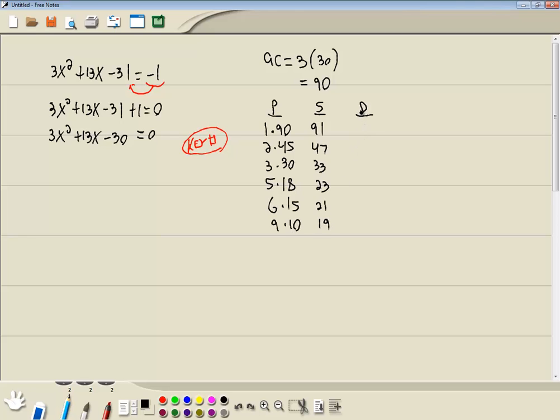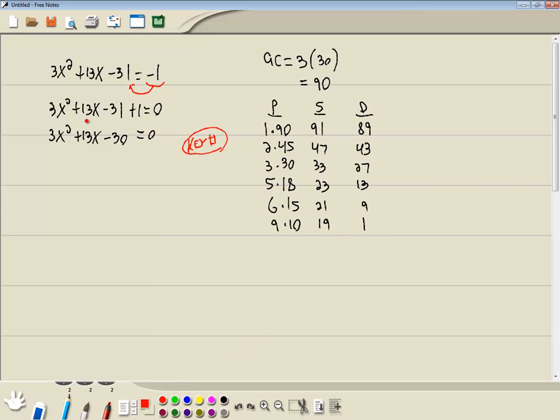And the difference column will subtract smaller from larger. 90 minus 1 is 89. 45 minus 2 is 43. 30 minus 3 is 27. 18 minus 5 is 13. 15 minus 6 is 9. 10 minus 1 is 9.